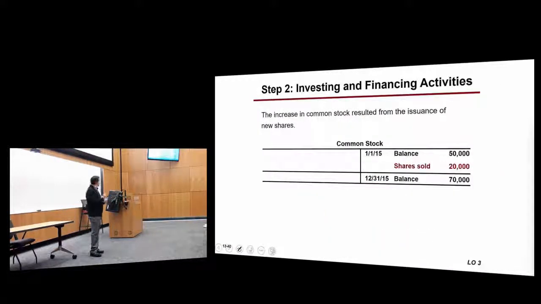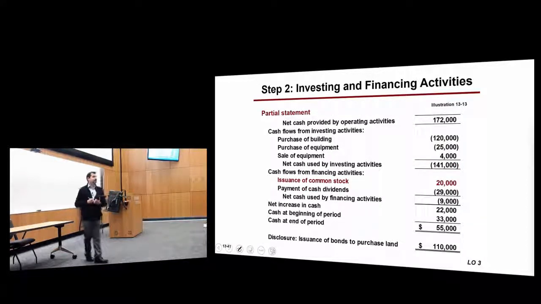Now, I know that it's almost time. I think we need like 1 or 2 minutes. This is very simple, the simplest of them all, I think. Common stock. I know it's a lot to handle in one lecture, but you guys need to read it, please, before next week. The increase in common stock resulted from issuance of new shares. The company issued shares for $20,000 in cash. This is a cash inflow. The company is issuing stocks, so they will receive cash. It will be added, so it will be plus under financing activities.